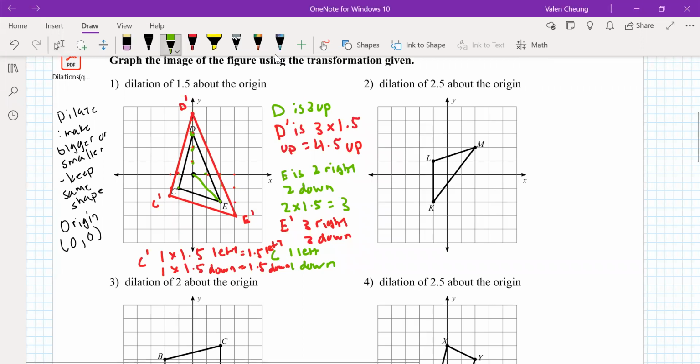Well, notice how when we went from the origin, which is where the problem tells us to start, and we go 2 to the right and 2 down, we have just created a right triangle. Likewise, when we drew E prime, we went 3 to the right and 3 down, and now we've created another right triangle. So let's draw those 2 triangles on a whiteboard to make it more clean.